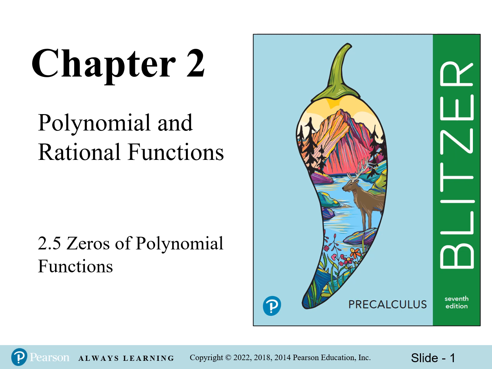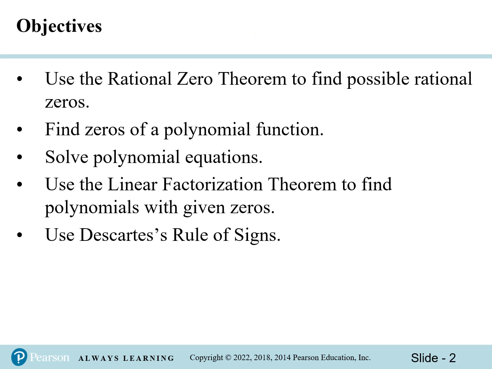Hello and welcome to Chapter 2, Section 5, Zeros of Polynomial Functions. The objectives are to use the rational zero theorem to find possible rational zeros, find zeros of a polynomial function, solve polynomial equations, use the linear factorization theorem to find polynomials with given zeros, and use Descartes' rule of signs.